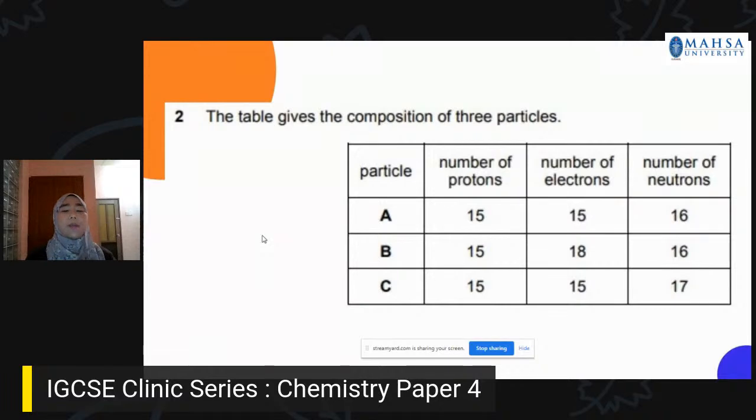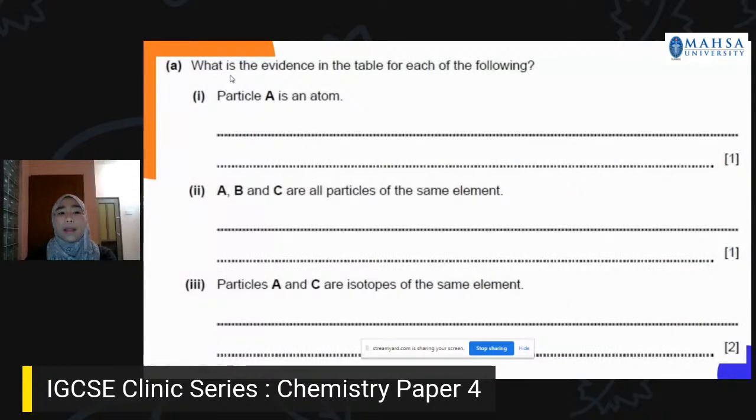Okay, so here they mention particle A, particle B, and particle C. Particle A has 15 proton number, and then particles A, B, and C have different numbers of electron and different numbers of neutron. I will go back to this slide later, but let's see the question. What is the evidence in the table for each of the following? What is the meaning of evidence? Evidence is a statement that supports this particular question or statement. What are the things that tell you, okay, this one is correct?